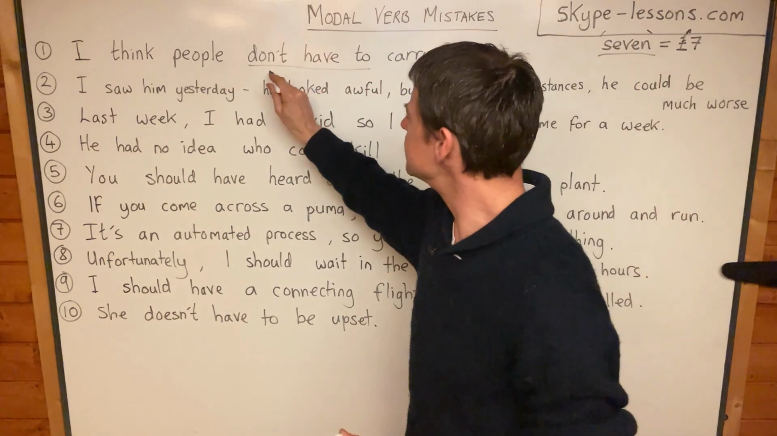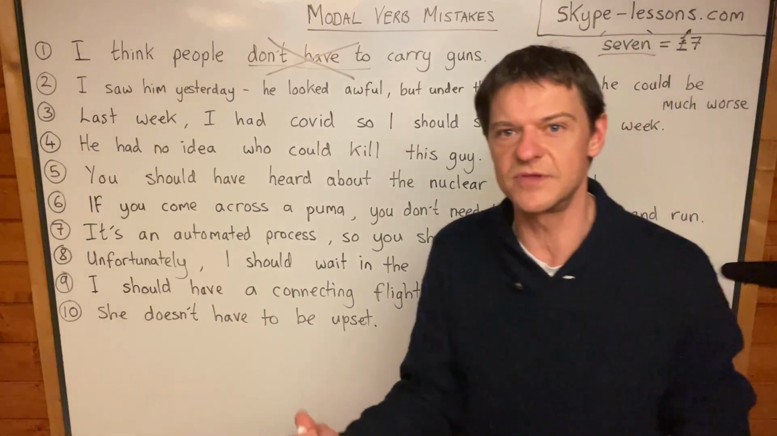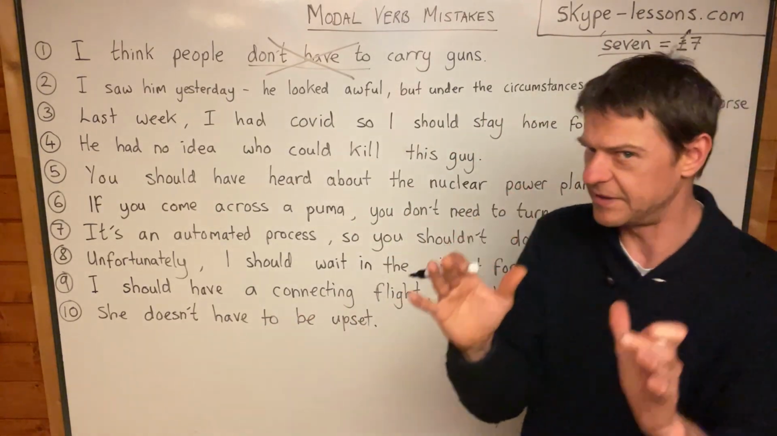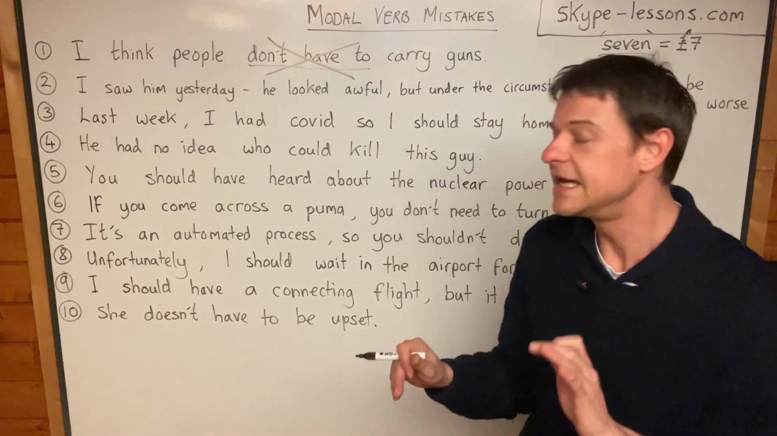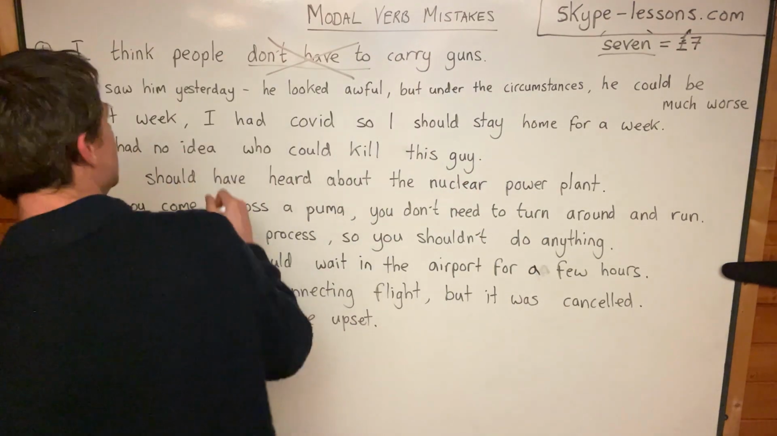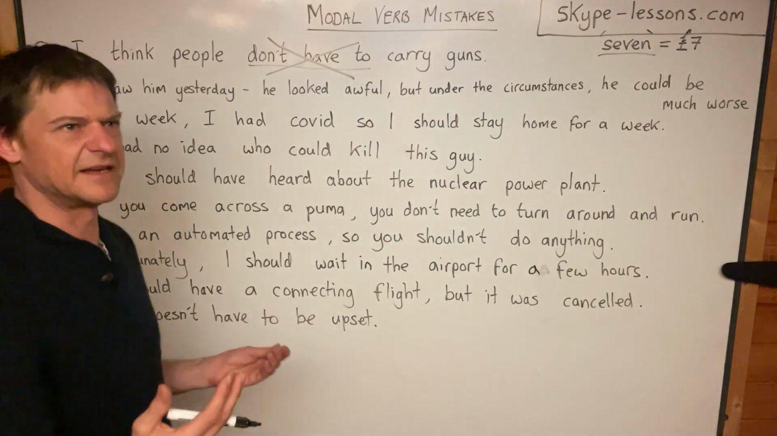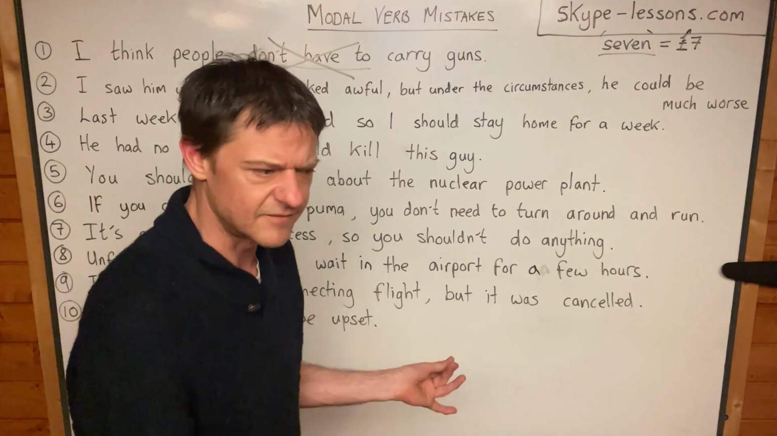Now, don't have to is not a modal verb, but we very often teach don't have to at the same time that we teach mustn't. And it's because lots of students mix up don't have to and mustn't and shouldn't, because there are 3 here. Let's look at the difference. So I think people don't have to carry guns means I think it's not necessary for people to carry guns.